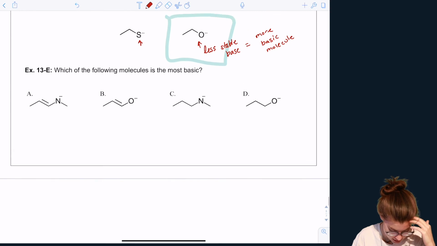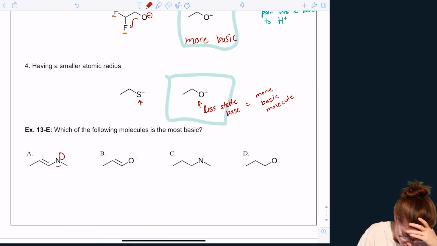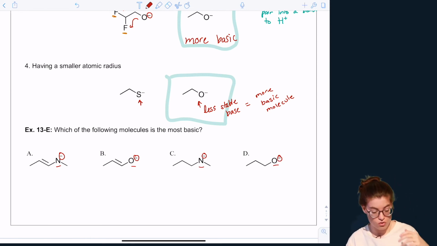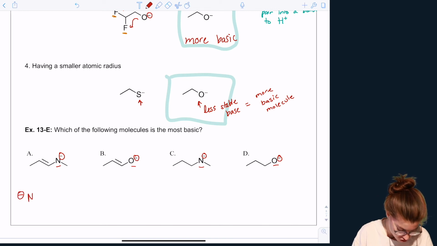Alrighty, so this is our last question here, example 13E. Which of the following molecules is the most basic? A, B, C, or D? Okay, so let's see what we've got here. We've got a negative on a nitrogen, a negative on an oxygen, a negative on a nitrogen, and a negative on an oxygen. So all of them have a -1 charge, okay, so that's not the differing factor here. The differing factor seems to be the atom that our negative charge lives on. A negative on a nitrogen versus a negative on an oxygen.